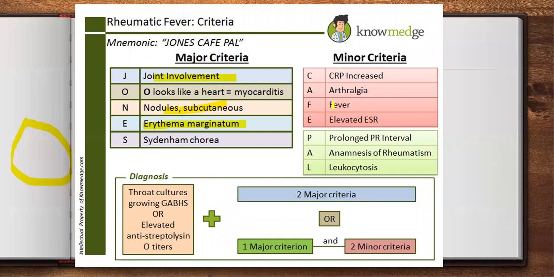Then you have minor criteria: fever, arthralgia, CRP will be elevated, ESR will be elevated. If you do an ECG, you will get a prolonged PR interval, which is first degree heart block. You can get leukocytosis as well. To diagnose rheumatic fever, you need either two major criteria or one major and two minor criteria. With that, you need evidence of a streptococcal infection. So you can take a throat swab, you can do an antistreptolysin O titer, which means ASO titer. So this is your rheumatic fever.